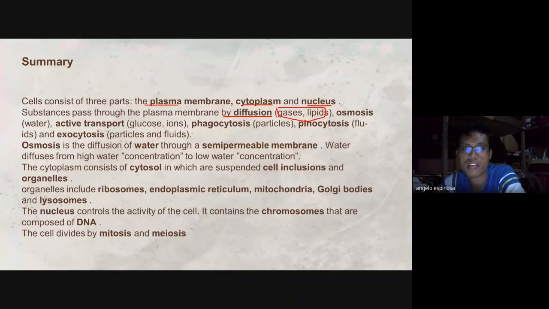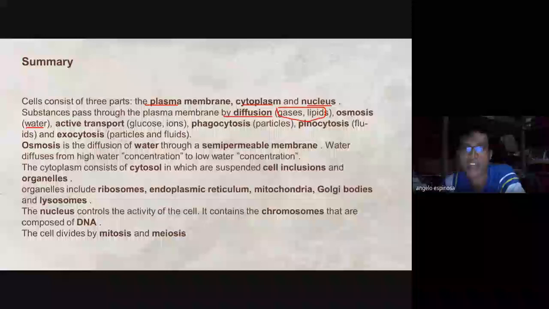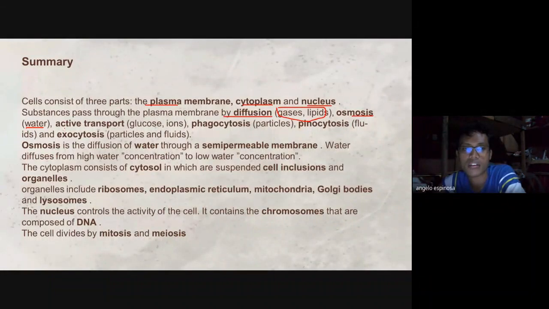And you have osmosis, water, and the use of energy or ATP. We know that diffusion is from lower to higher concentration, and osmosis is from higher to lower concentration. Active transport is by the use of ATP or energy. Active transport covers the transport of glucose, ions, and amino acids.